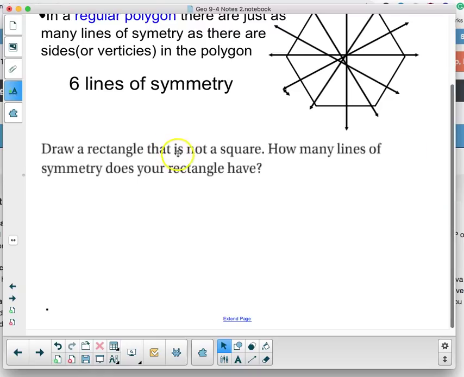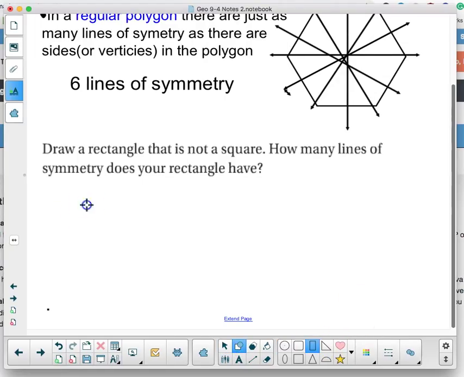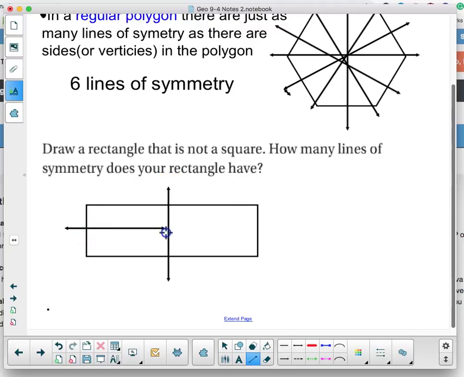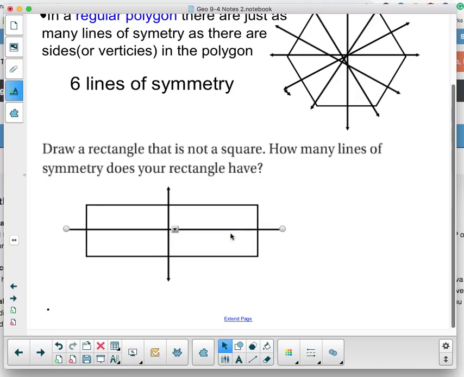Now, draw a rectangle that is not a square. How many lines of symmetry will it have? You go ahead and do that while I work on my rectangle. Hopefully, you've done that and were able to see that there are 2 lines of symmetry in that rectangle. If I drew those perfectly, that's where those lines of symmetry would exist, and I'd be able to fold it back upon itself either way. So there are 2 lines of symmetry here.